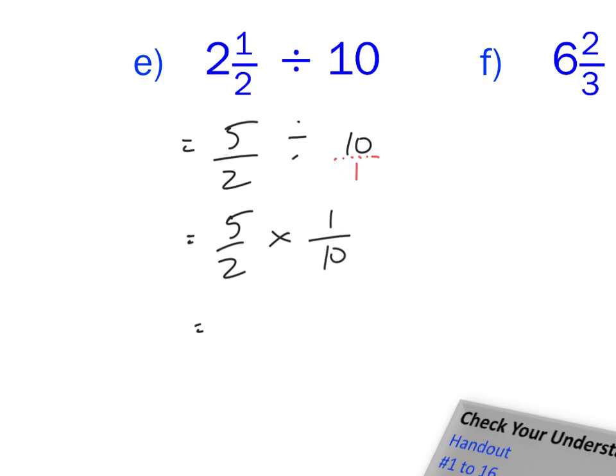Now, what Donna said earlier was, once we have a multiplication question, can we simplify this? Yes, we can. We could take 5 and 10 and divide them both by what? 5. Correct. How many 5s go into 5? 1. And how many 5s go into 10? 2. Good. Now if we multiply, what do we get? 1 over 4. Very good. The answer is 1 over 4. That's it.